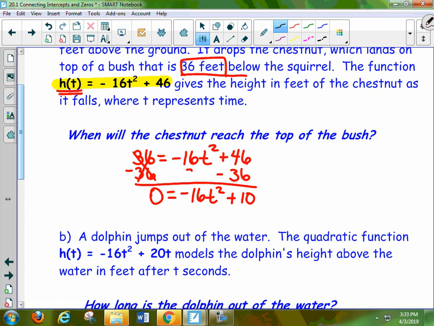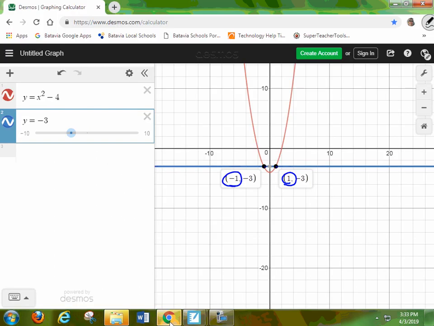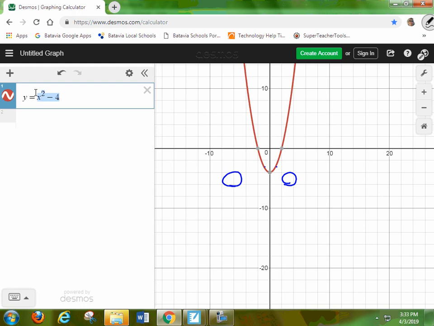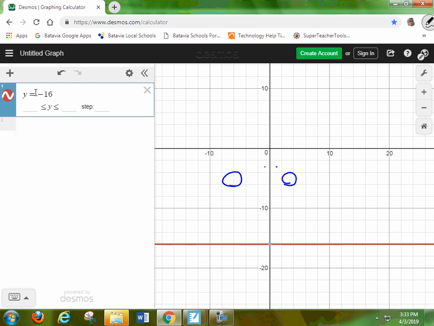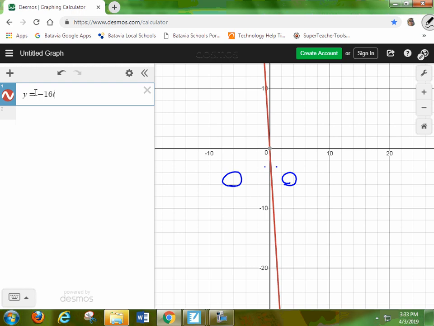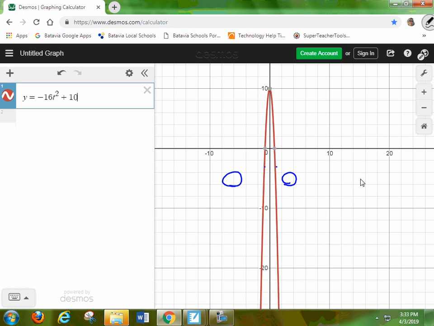So here in this case then, I'm going to put this into my Desmos. Okay, so I'm going to get rid of what we had before. I'm going to put in y equals negative 16t squared, and then it was plus 10. And you'll notice, so let me get rid of my circles from the last parabola. Okay, you'll notice I have a parabola that opens upside down, and this is kind of like the squirrel at the top, and then it drops the nut, and it's going to be here, and this is the top of the bush.